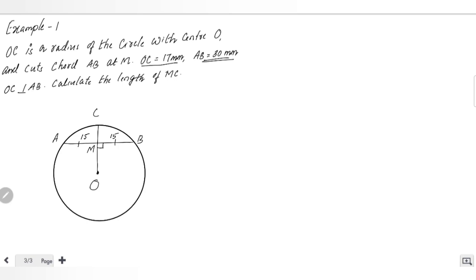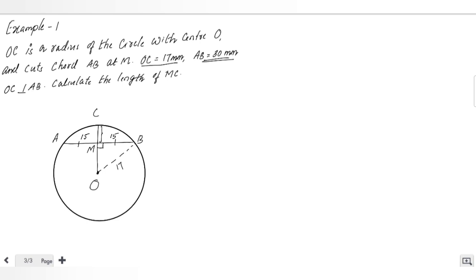Calculate the length of MC. You have to calculate this length. OC is 17. So how do you calculate MC? If you know OM, you can calculate MC. Just subtract that OM from OC. That OM, somehow I need to get it. For that, I need to construct a radius OB, like this. OB and OC are both radii, so the length is 17, isn't it? Now we can calculate OM using Pythagoras.